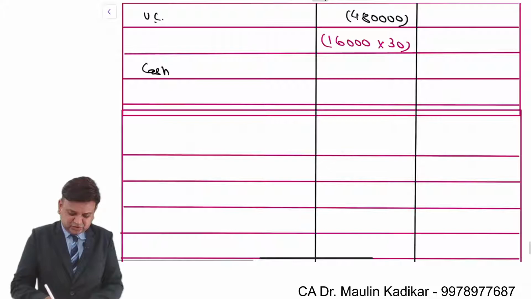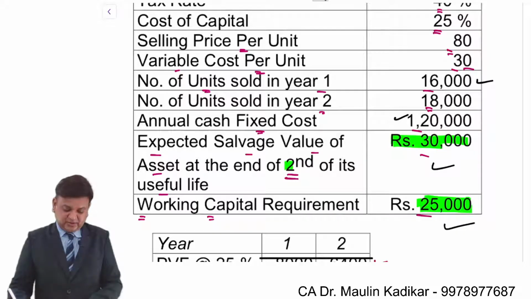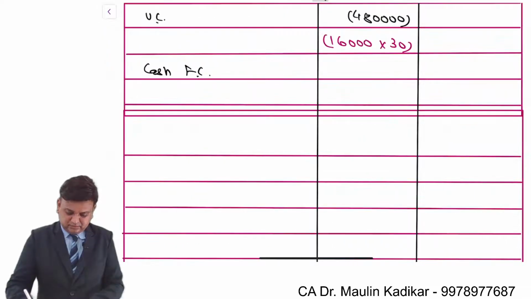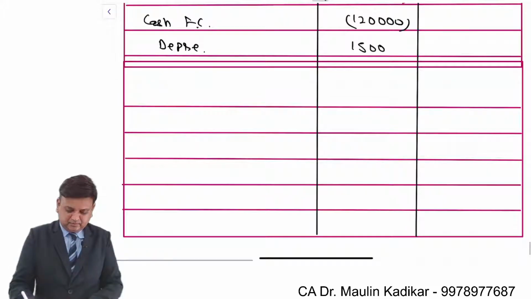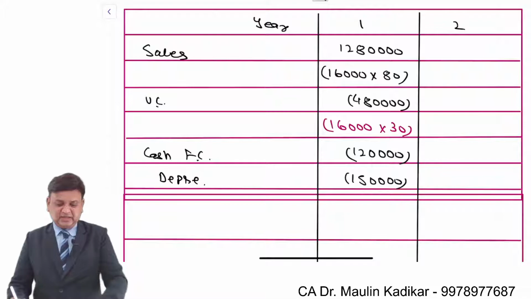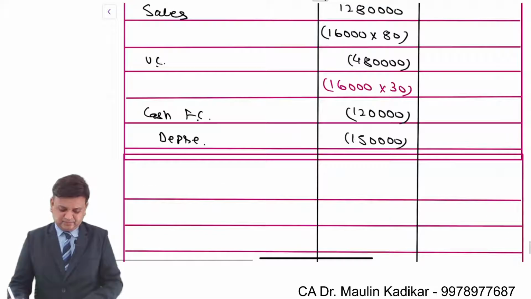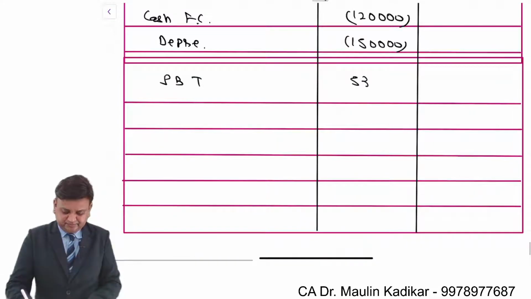Then there is cash fixed cost. Cash fixed cost is 1,20,000. Then depreciation. The amount of depreciation is 1,50,000. All these expenses will be deducted from revenue: 12,80,000 minus 4,80,000 minus 1,20,000 minus 1,50,000. So profit before income tax is 5,30,000.